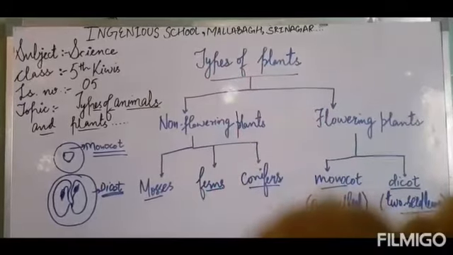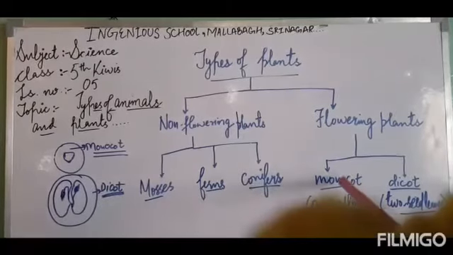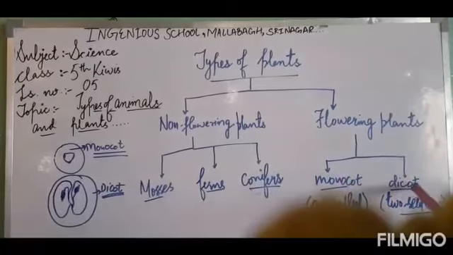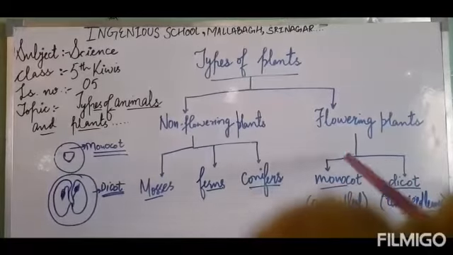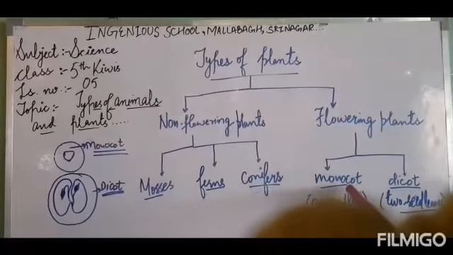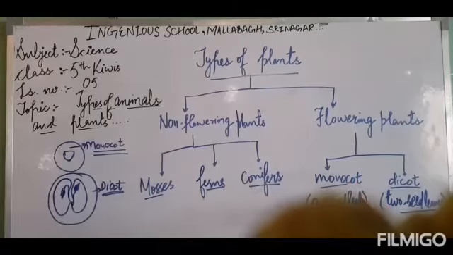Now let's move towards the flowering plants. Flowering plants, as I told you, are divided into two groups. One is monocot and the second one is dicot. Now what is monocot? Monocots are those flowering plants which have only one seed leaf.